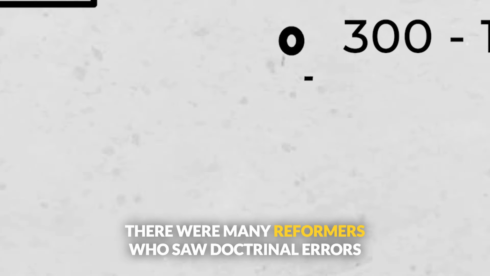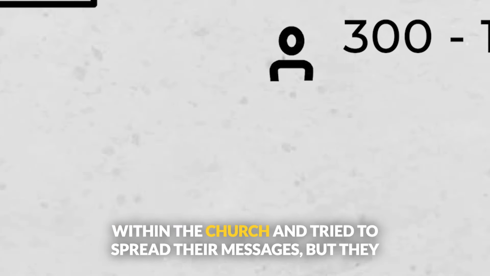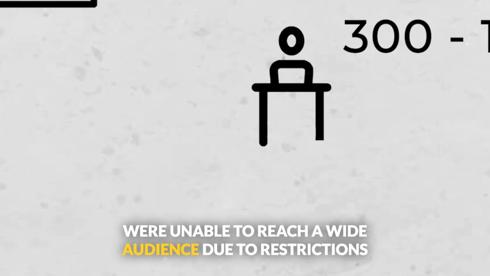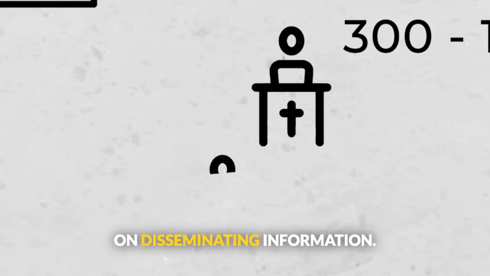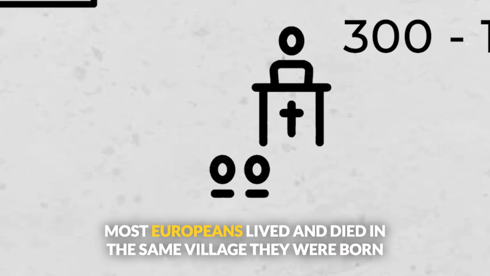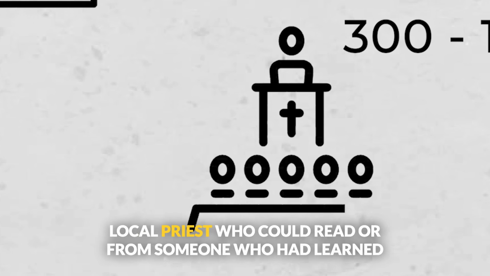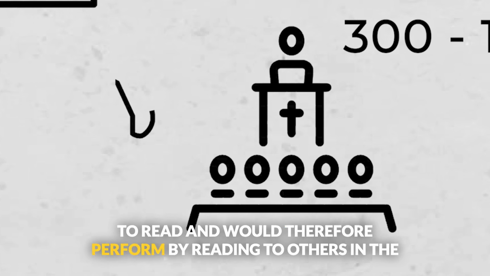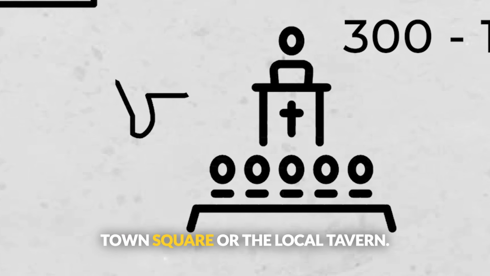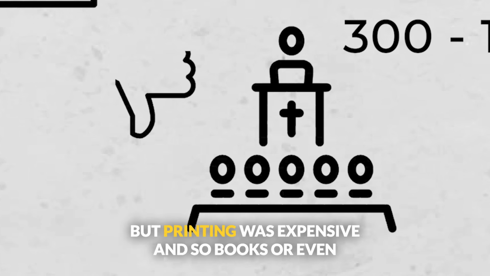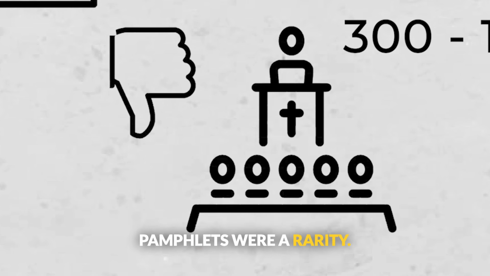There were many reformers who saw doctrinal errors within the church and tried to spread their messages, but they were unable to reach a wide audience due to restrictions on disseminating information. Most Europeans lived and died in the same village they were born in, and because they couldn't read, got their information from the local priest who could read, or from someone who had learned to read and would therefore perform by reading to others in the town square or the local tavern. But printing was expensive, and so books or even pamphlets were a rarity.